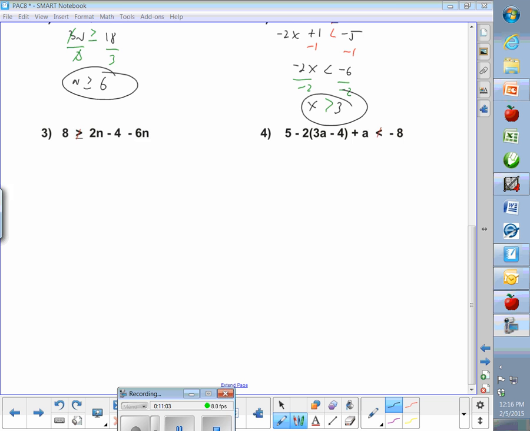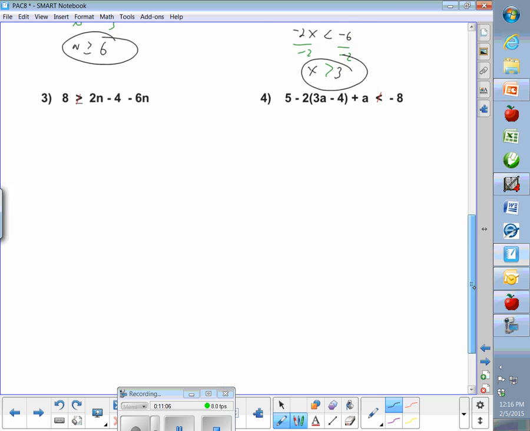Let's do another one. Number 3. All right, so Hector, what symbol do you want to use to get rid of the negation? Say it again for me. Less than. How many would agree with Hector, or less than? And that should be everybody, because Hector's right. Flip it the other way.